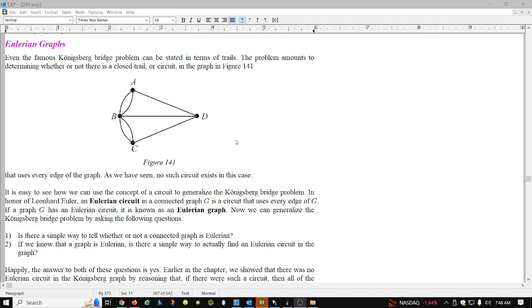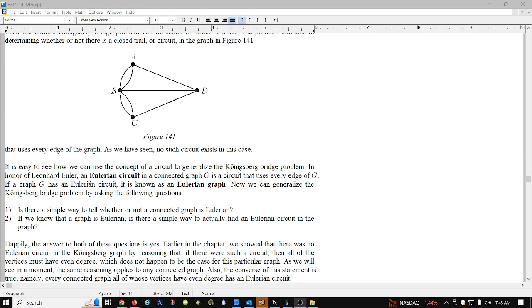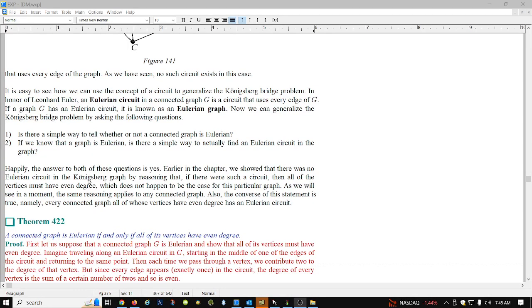Now we can generalize the Königsberg Bridge problem by asking the following questions. Is there a simple way to tell whether or not a connected graph is Eulerian? And second, if we know that the graph is Eulerian, is there a simple way to actually find an Eulerian circuit in the graph? Well, fortunately, this is an easy problem. We're kind of lucky in that respect.